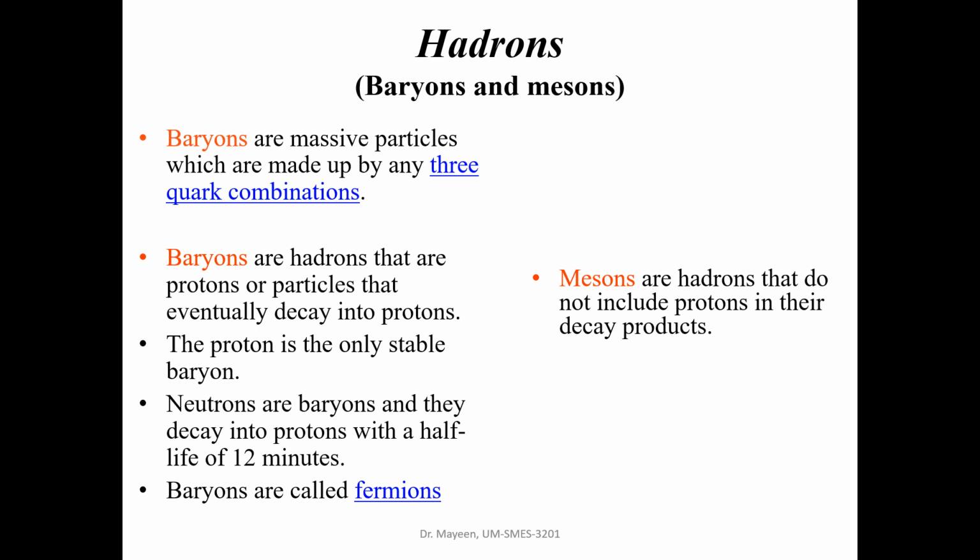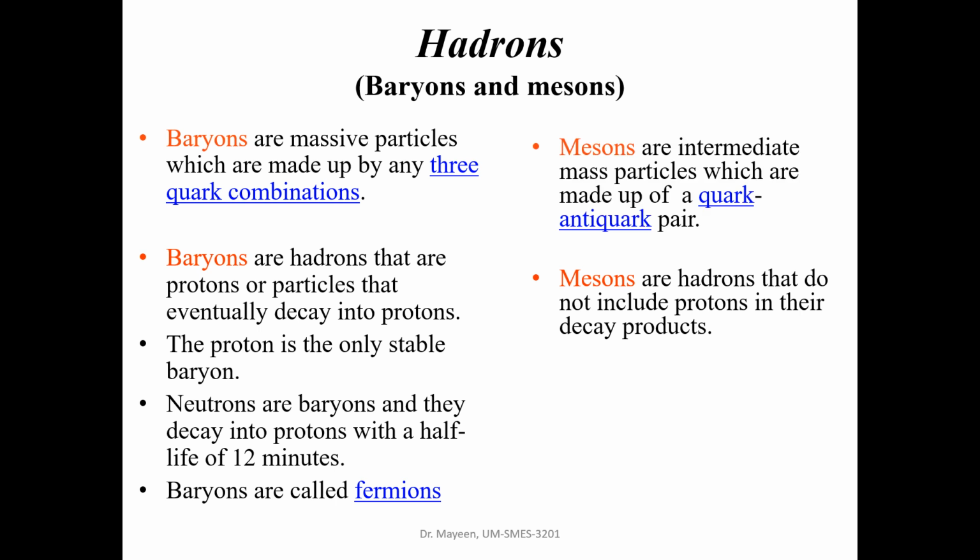It means that whenever they decay, it doesn't matter to what extent the decay goes, the decay product does not contain the proton in the final product. So mesons are basically the intermediate mass particles which are made up of a quark and anti-quark pair. Meson is the group of particles made from a combination of a quark and anti-quark. Such a combination makes the type of particles which we call meson.